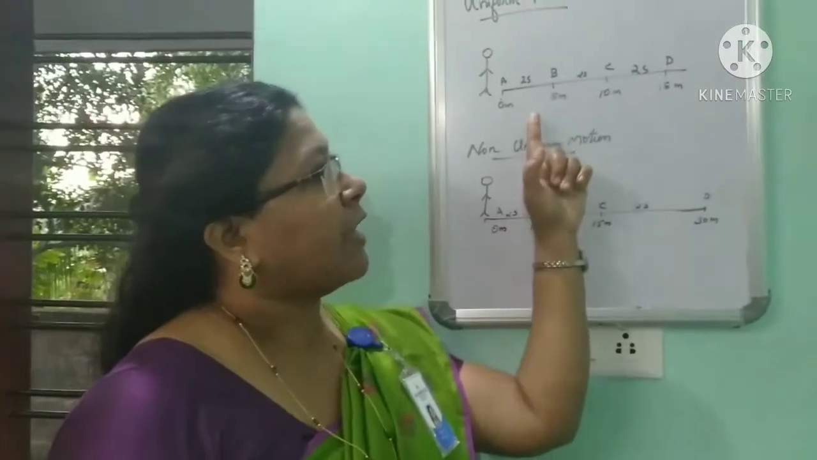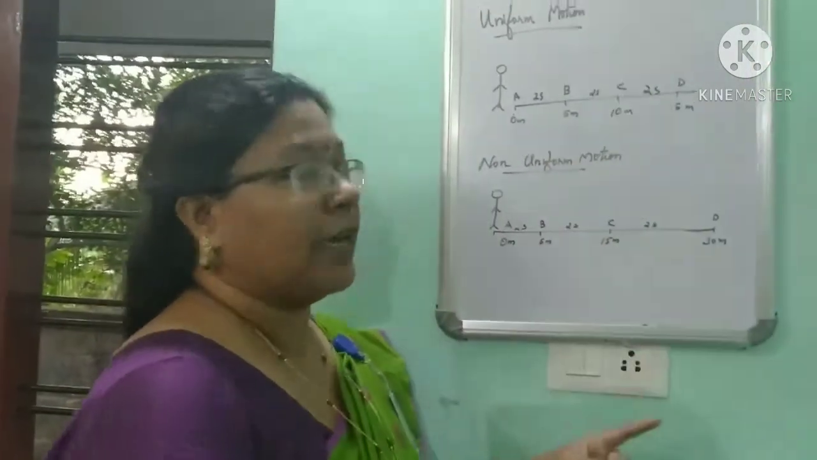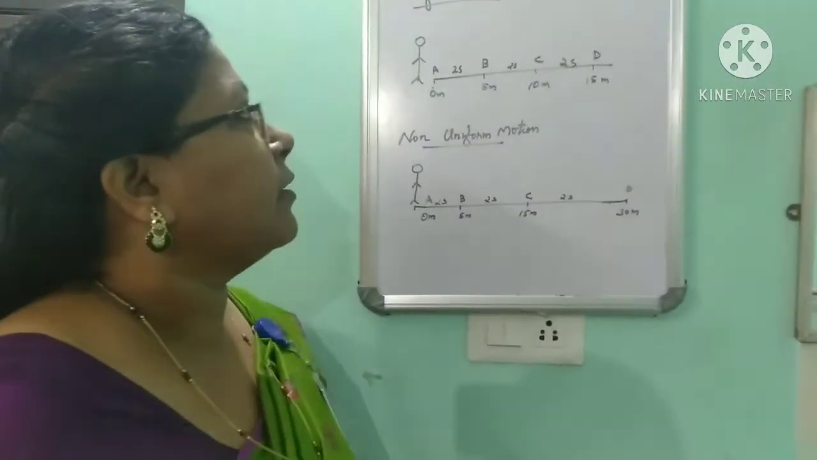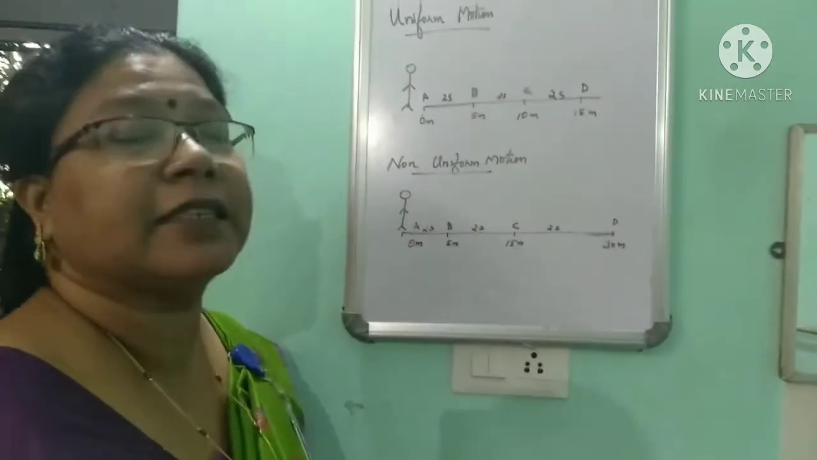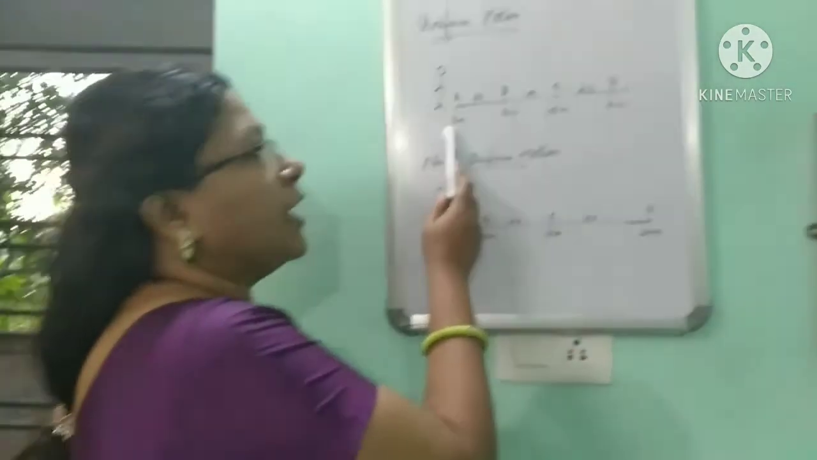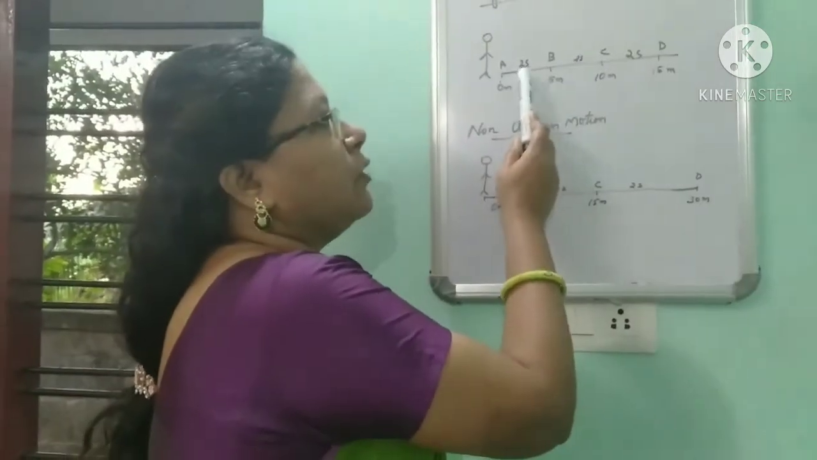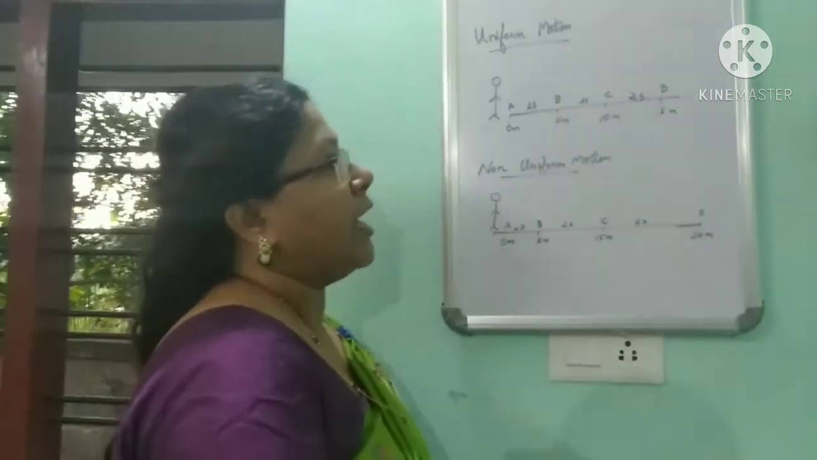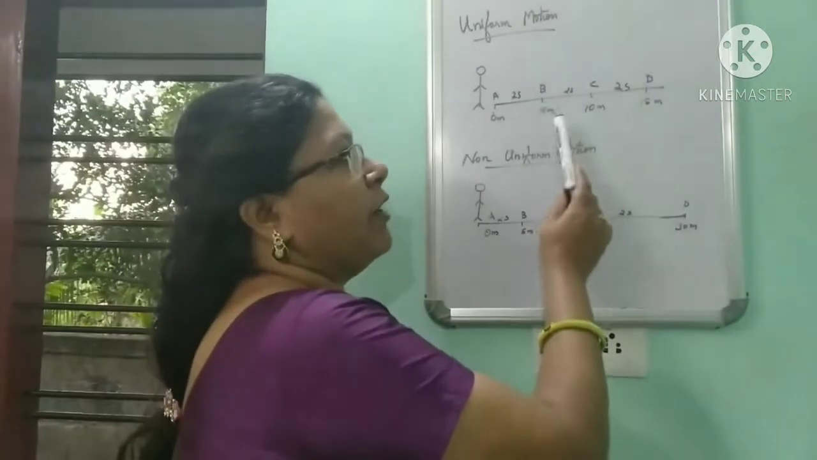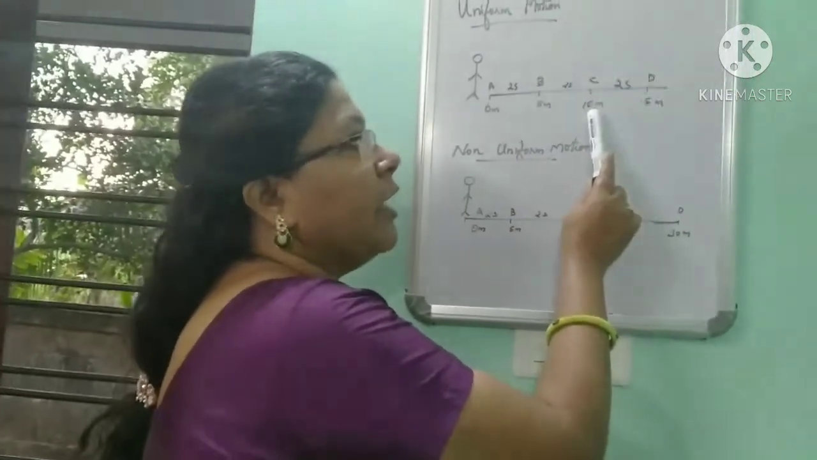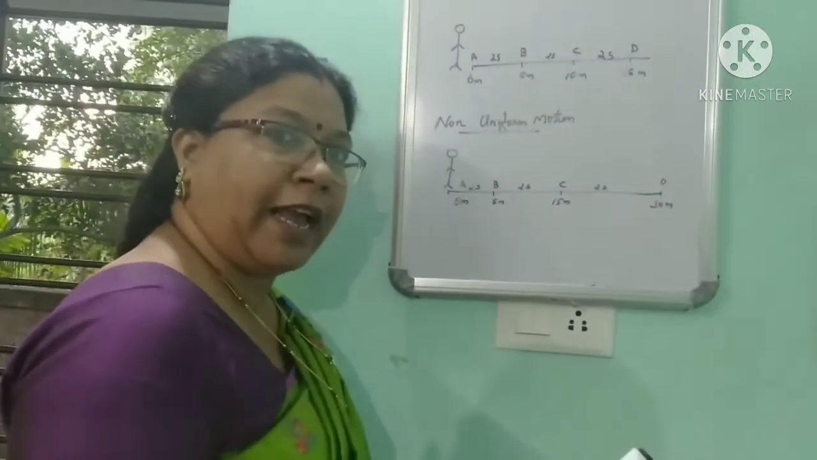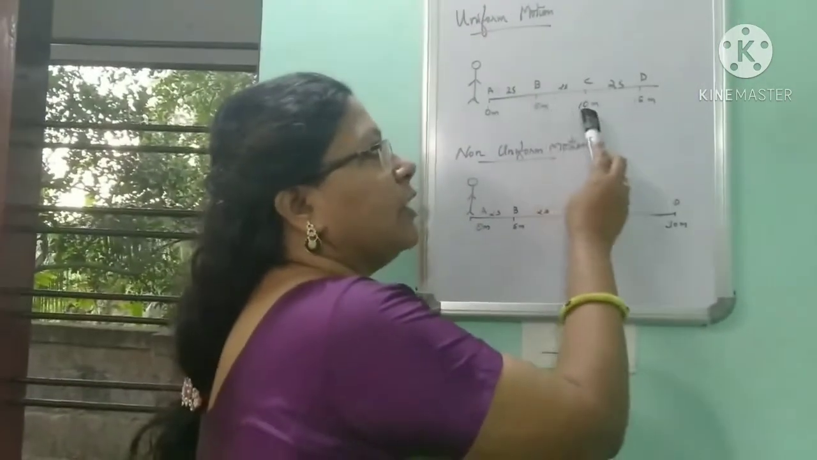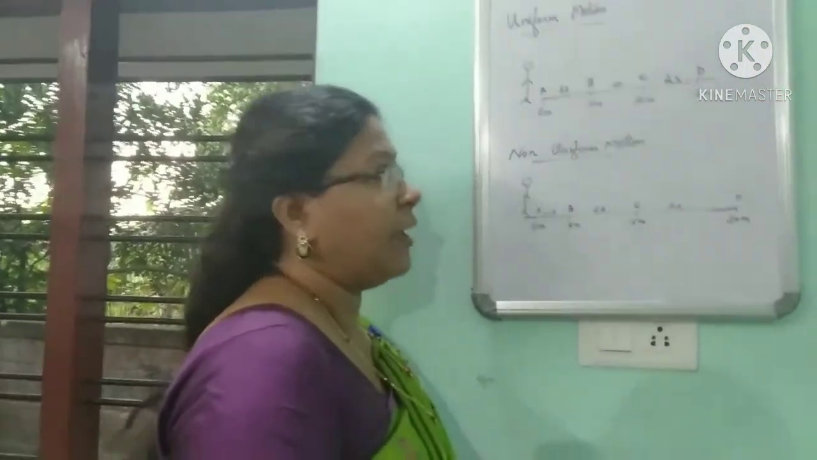While examining this figure, you can find that during the first 2 seconds, the distance traveled by the person is 5 meters. That is, the person started from 0 meter and after 2 seconds he reached 5 meters. In the next 2 seconds he started again from 5 meters and reached 10 meters. The distance traveled is 5 meters. In the next 2 seconds also the distance traveled is 5 meters.